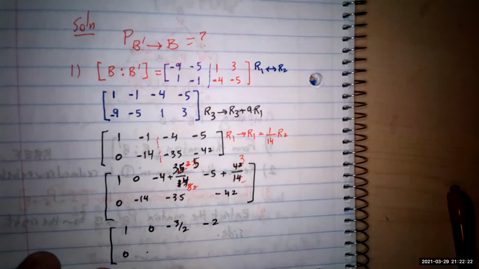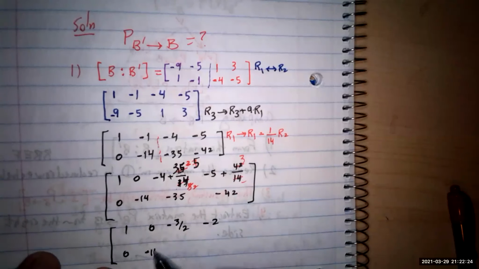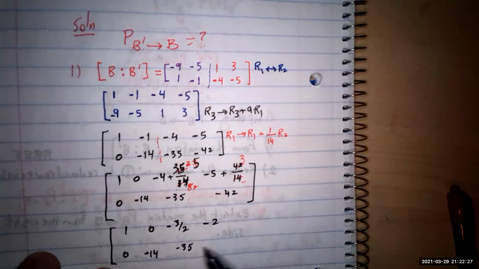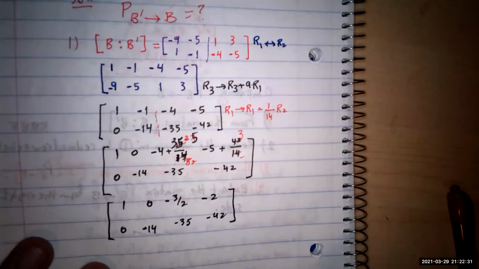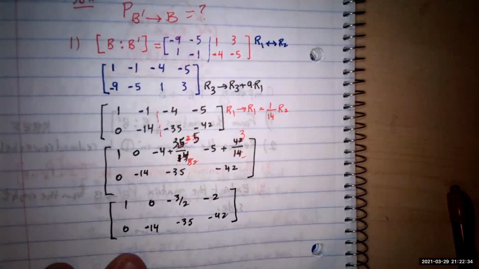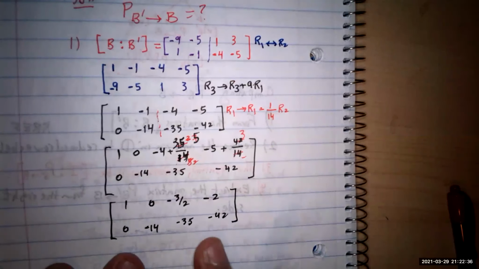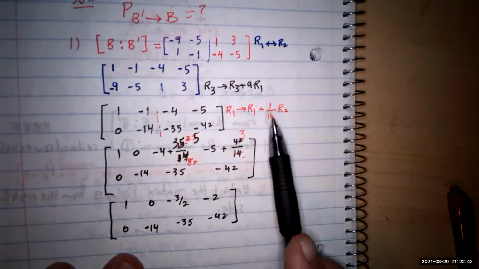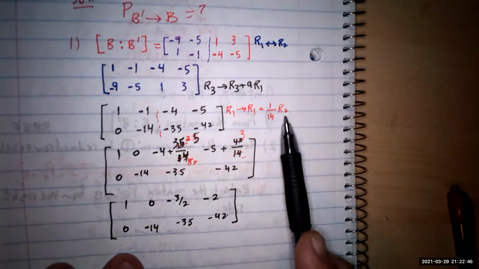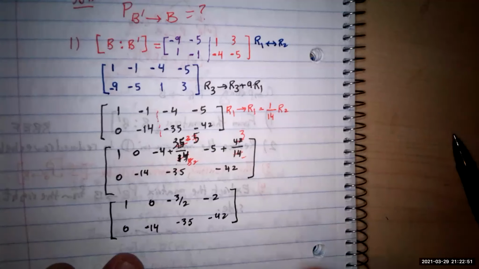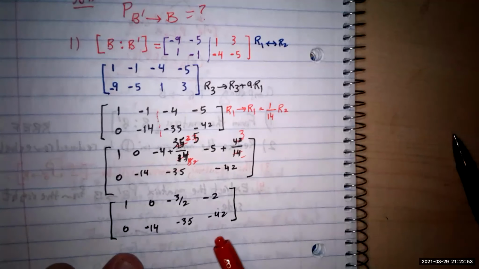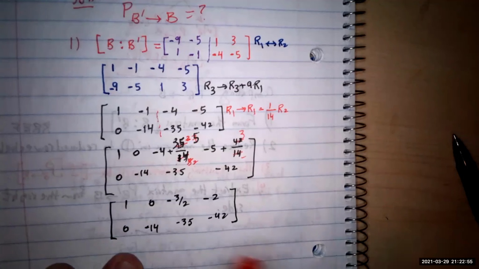I got the 0, negative 14. Okay, my negative 14, negative 35, negative 42. We are almost there. We just divide this one by a negative 14, and then we'll be able to find the result. So what I did, I just double check again. So I get the zeros here. Okay, so I have to divide this one by positive 14 to get the identity.